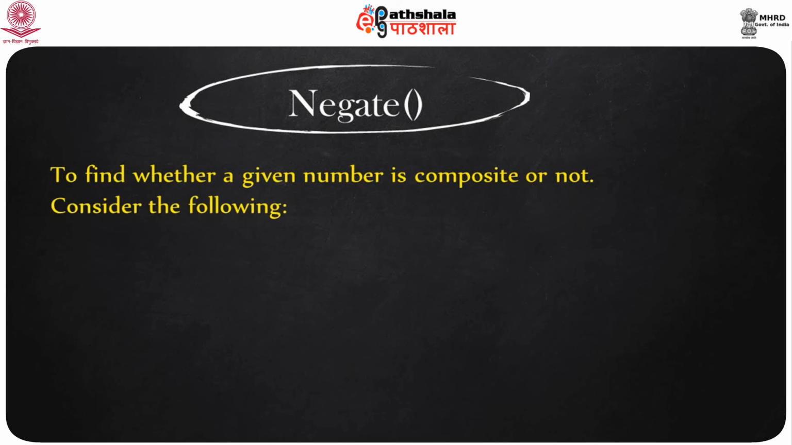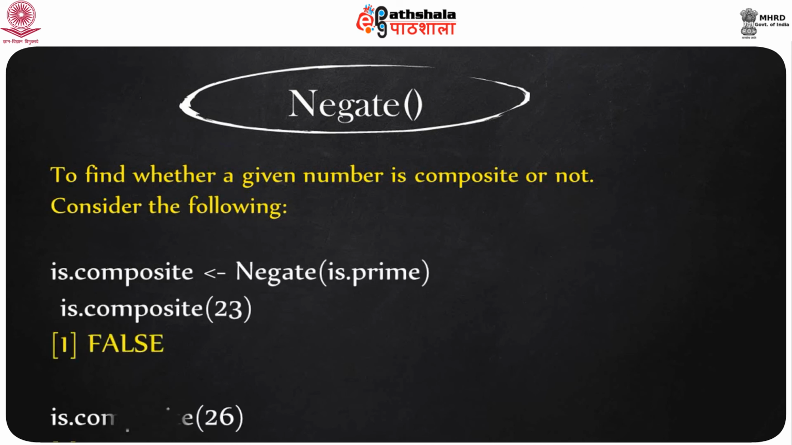Primarily we are trying to get the numbers that are not prime, and hence we are negating the function is.prime. And what we find is that 23 is not a composite number, since it is a prime number, as opposed to 26, which is not a prime number, hence this is a composite number.